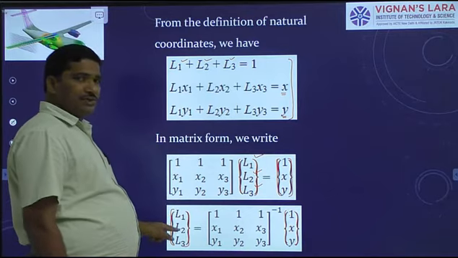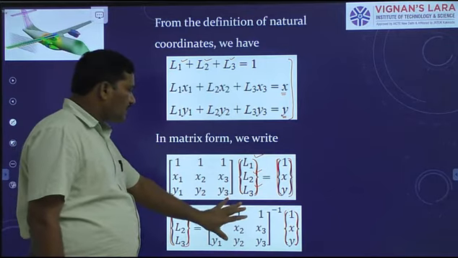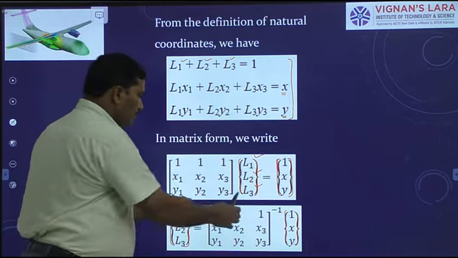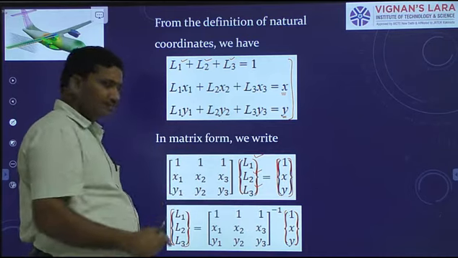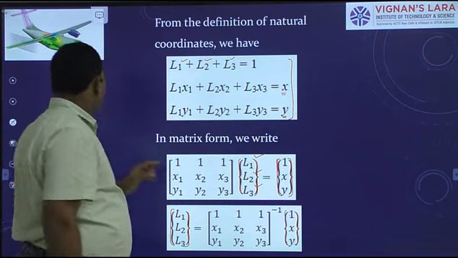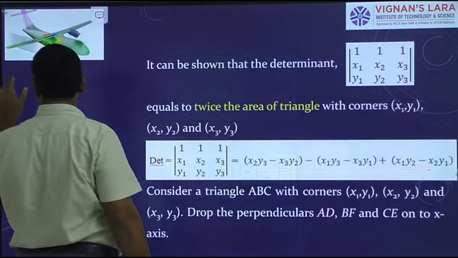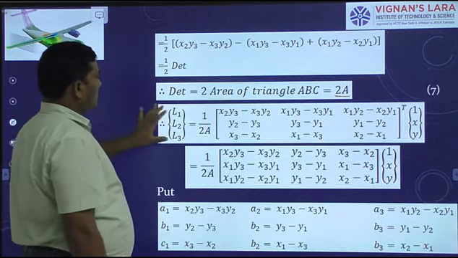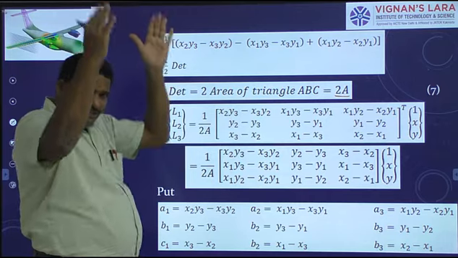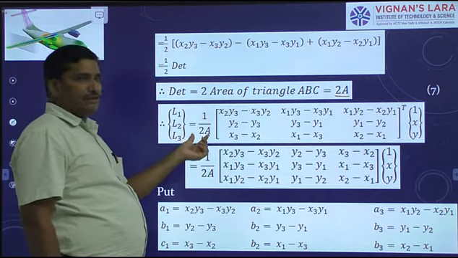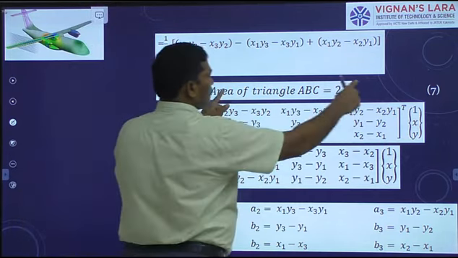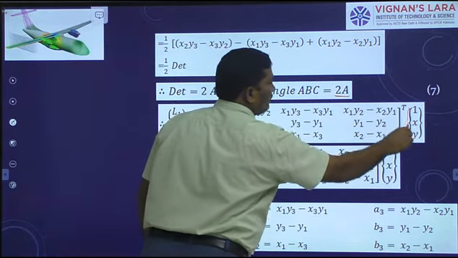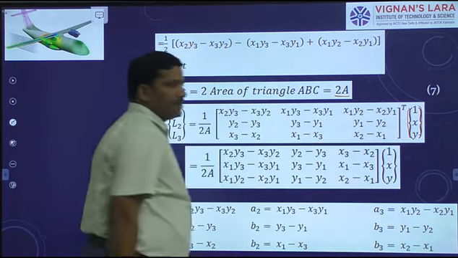L1, L2, L3 equals the inverse of this into a column matrix having 1, x and y. Now, we write the inverse of this. Therefore, L1, L2, L3 equals 1 by the determinant of that matrix, that is 2A, into the transpose of this, into a column matrix having the elements 1, X and Y.